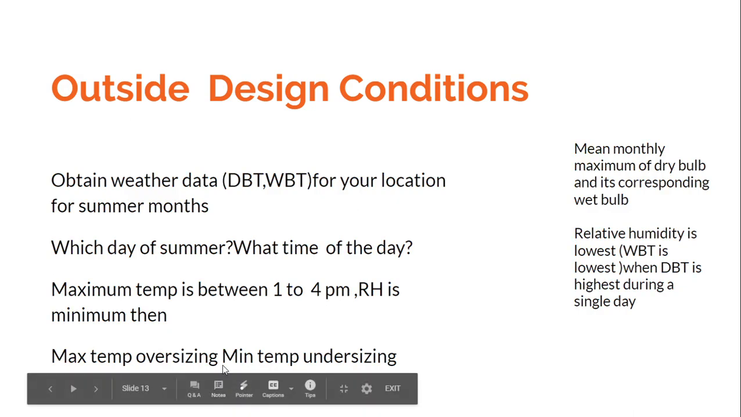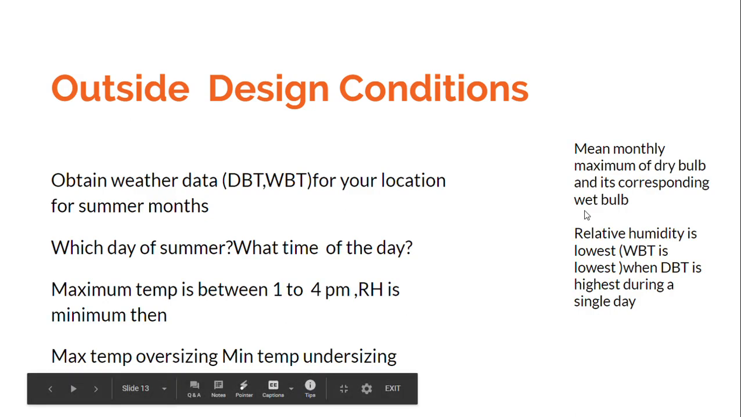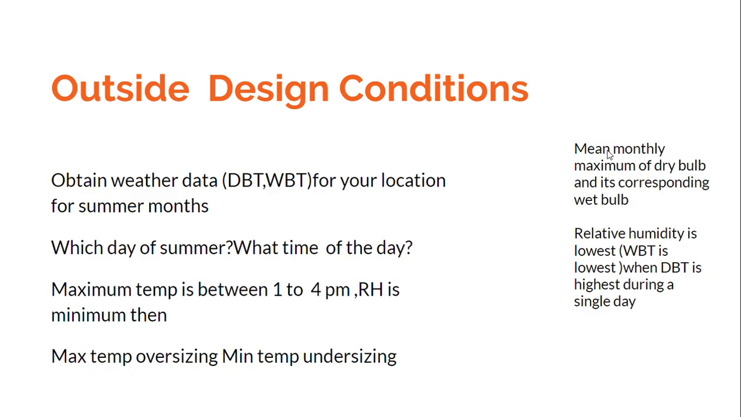So if you choose the minimum temperature, your tonnage capacity would be lower. If you choose the maximum temperature, your capacity would go higher. So the suggestion from ISHRAE is to choose the mean monthly maximum of dry bulb temperature. So what is the suggestion? One has to choose the mean monthly maximum of dry bulb temperature.